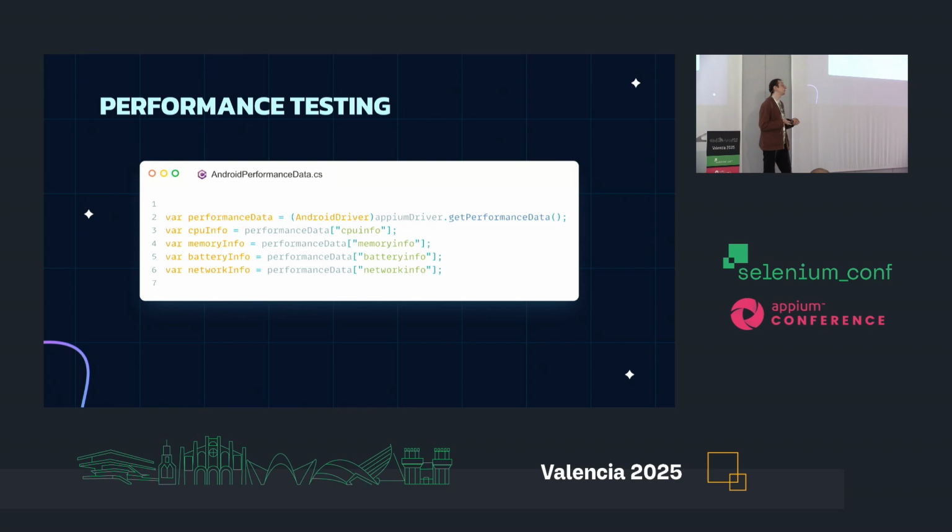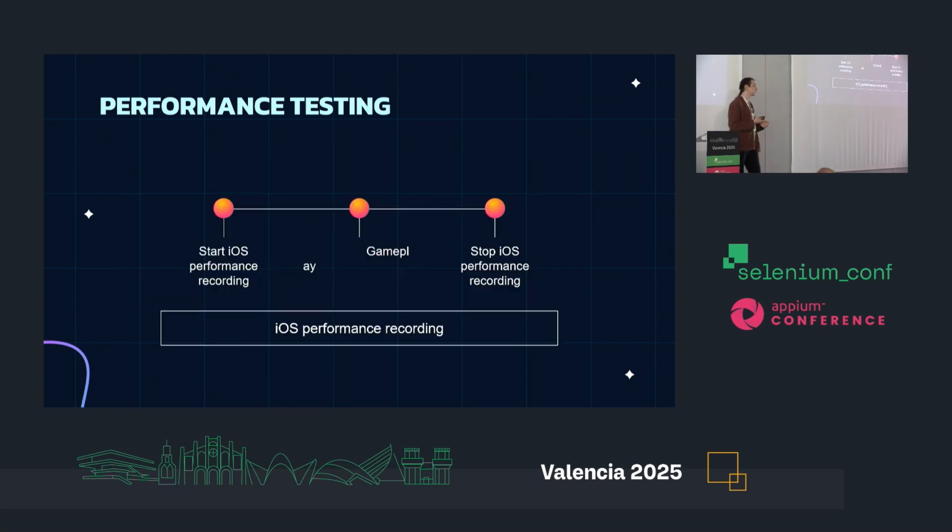For Android, it's pretty simple. It's get performance data, and that's all. You can use this map just to gather the data that you want: CPU info, memory info, network and battery info. But for iOS, of course, we have a different situation, because iOS works with the Instruments application from Xcode. So you have to actually start recording and end recording, and in between, you will also have the same gameplay scenario. It also could be the same for the iOS platform.